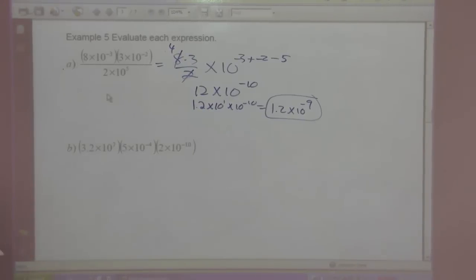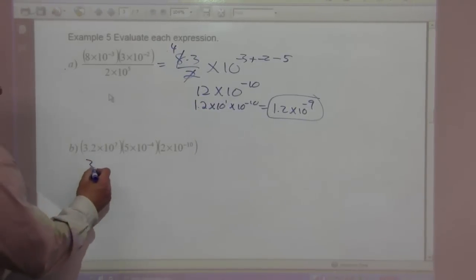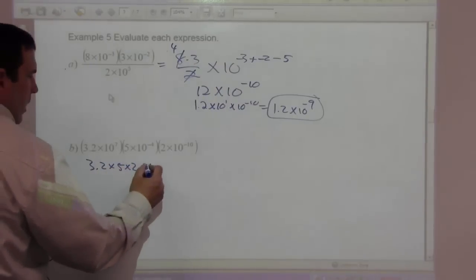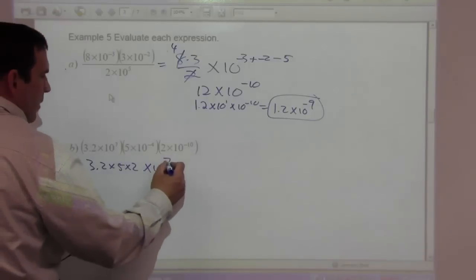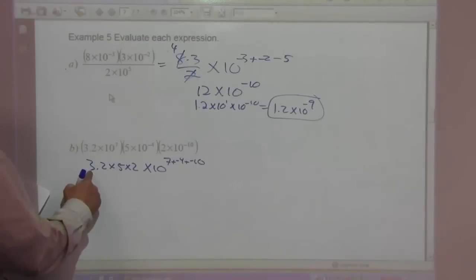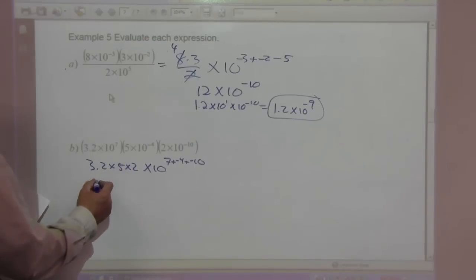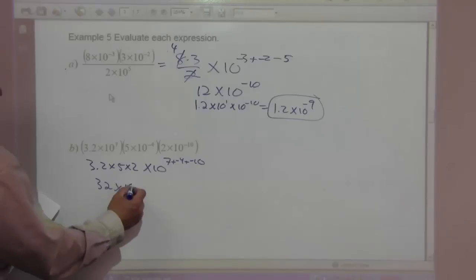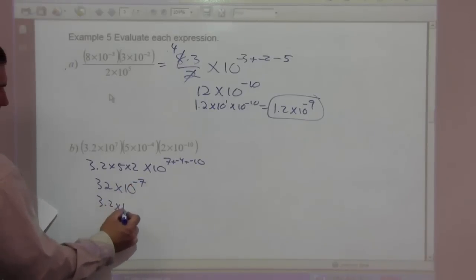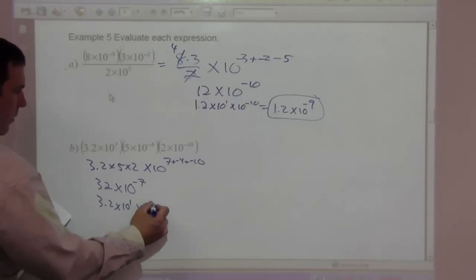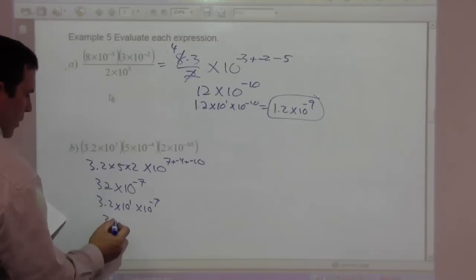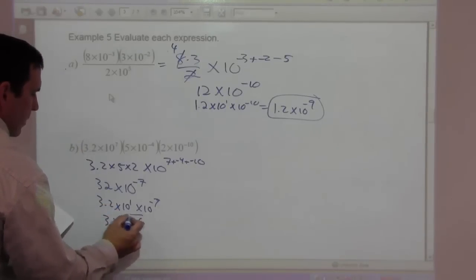That's in scientific notation. The next one, we'd have 3.2 times 5 times 2 times 10 to the 7 plus negative 4 plus negative 10. So 3.2 times 5 times 2, that's going to be 32 times 10 to the negative 7. That's 3.2 times 10 to the 1 times 10 to the negative 7. That's 3.2 times 10 to the negative 6.